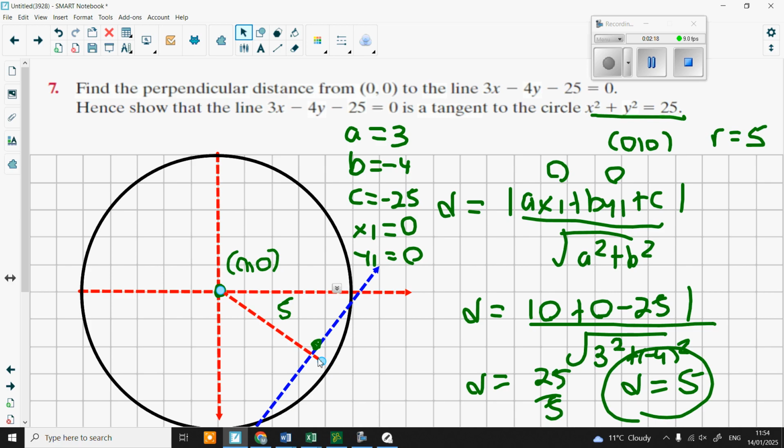What happens if the distance was bigger than 5? Distance bigger than 5? It'd be further away from the circle and it won't hit it at all. Is that alright? So that's how you prove it's a tangent. The distance of the line away from the center of the circle is the same distance as the radius. Okay.